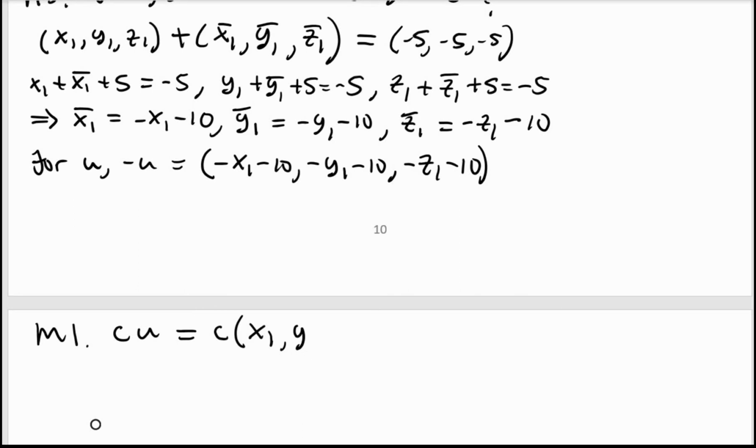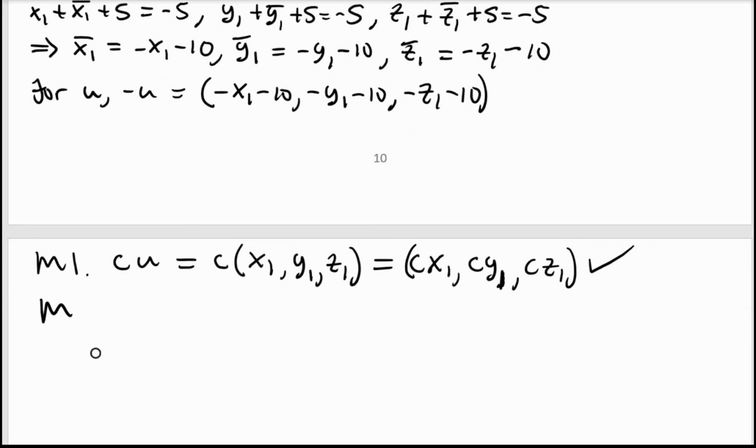My ones look like commas, and my commas look like ones. Okay, so this is just c times x sub 1, c times y sub 1, c times z sub 1. And that was good. I got this 0 sitting there, and I don't know why it's there.